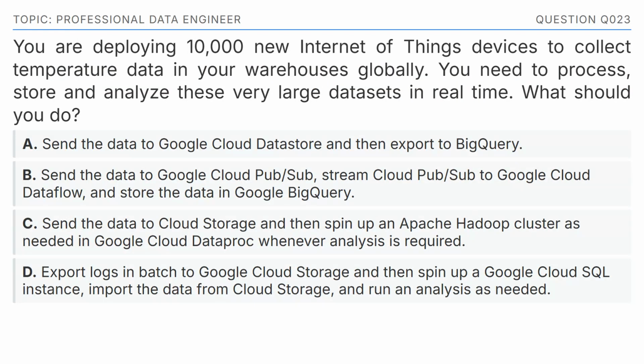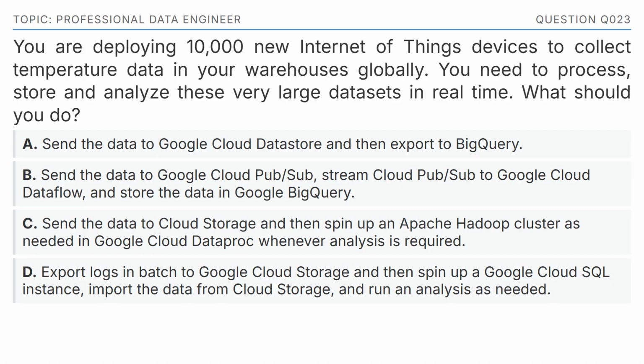You are deploying 10,000 new Internet of Things devices to collect temperature data in your warehouses globally. You need to process, store and analyze these very large datasets in real time. What should you do? The options are: Option A, send the data to Google Cloud Datastore and then export to BigQuery.